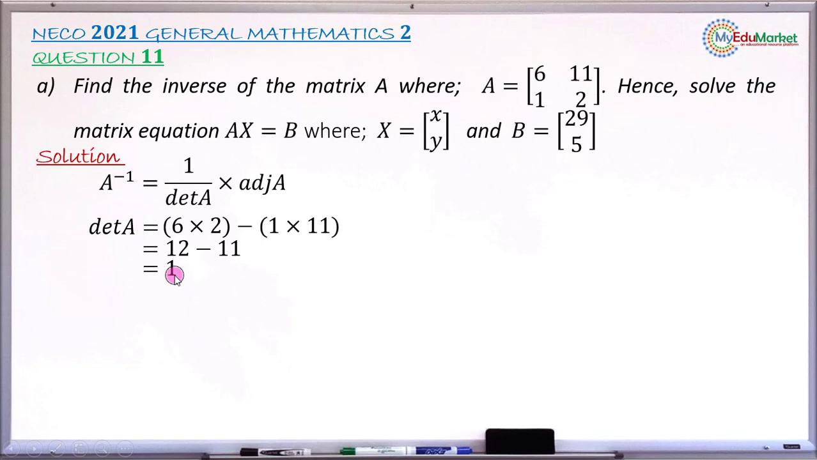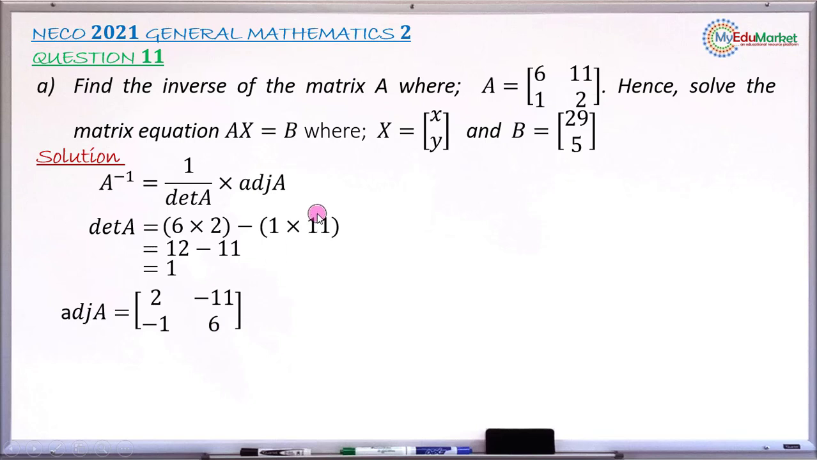So you move to the next part, that is the adjoint of that matrix. For the adjoint of a 2 by 2 matrix, what you do is interchange the element in the first row, first column, with the element in the second row, second column. You interchange those two elements, and the other elements you negate. So the adjoint of this matrix will have elements 2, minus 11 in the first row, minus 1 and 6 in the second row. This is the adjoint of matrix A.